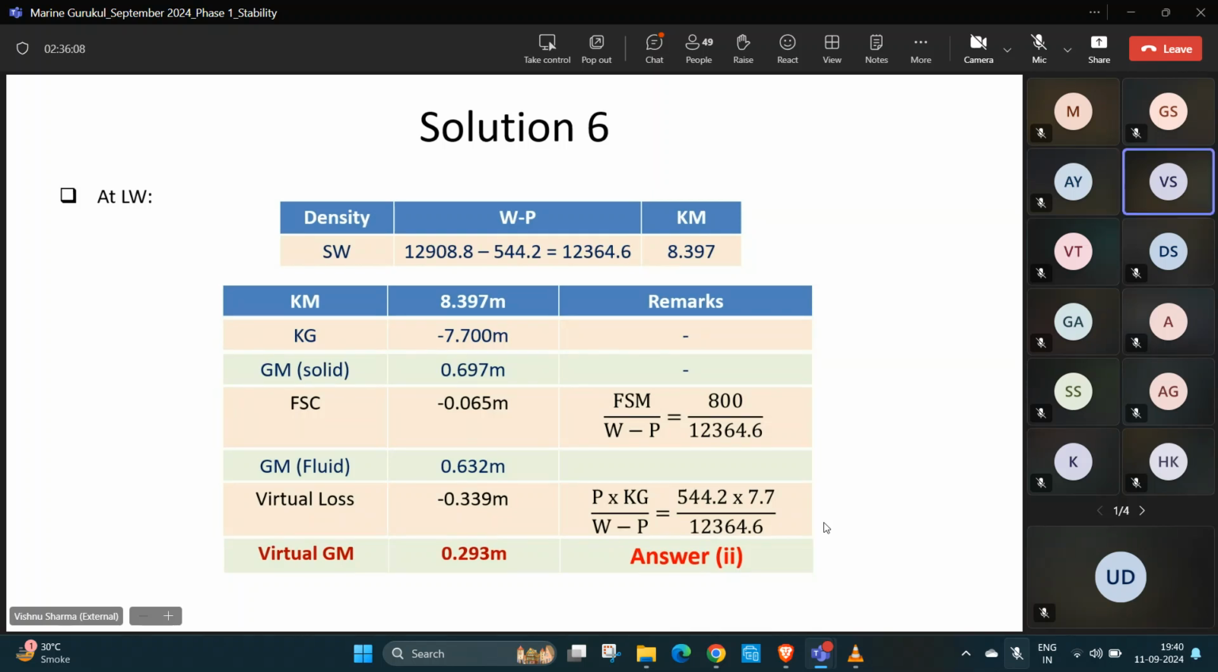Gurtej, ho gaya beta, or still doing? Yes, sir. Now calculating third part.